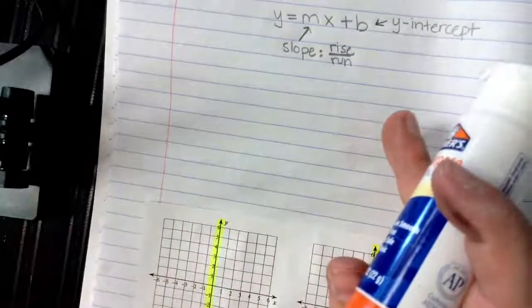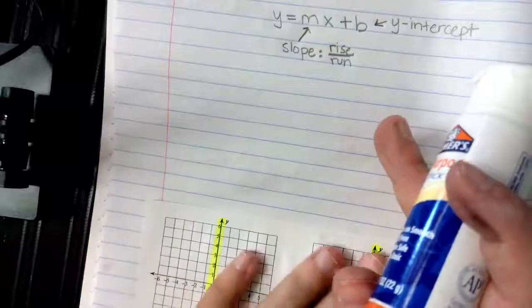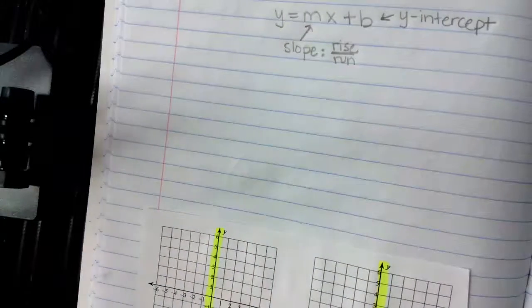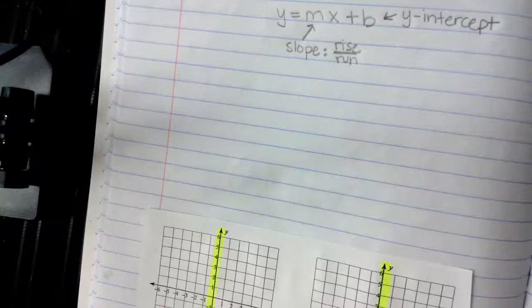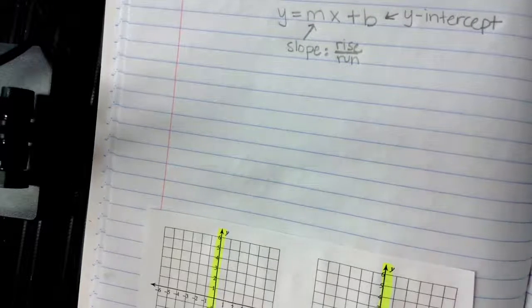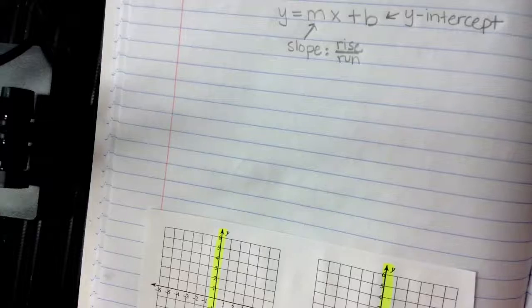You think you got the wrong one. That's from a while ago. Yeah, because you weren't here at the beginning. Give me 1 second. Thanks. Please make sure your caps get put back on your glue sticks. You should only have 3.